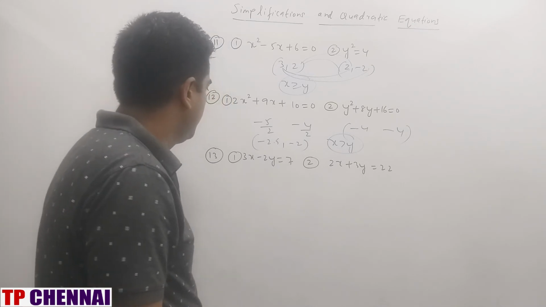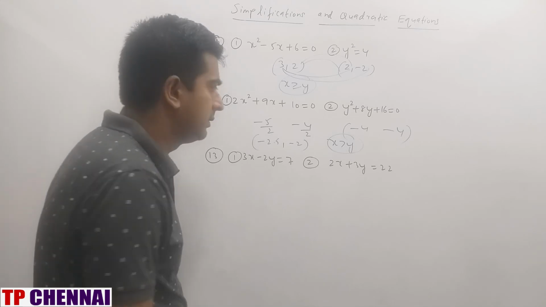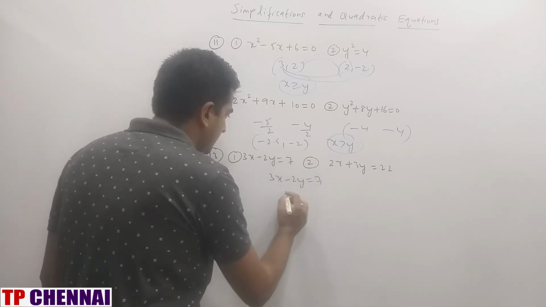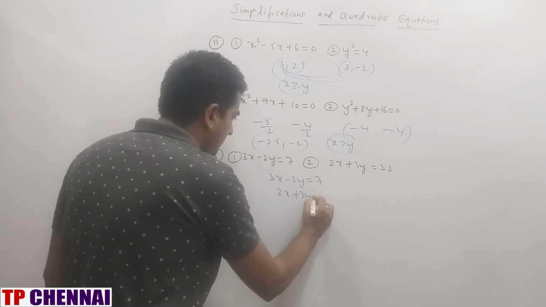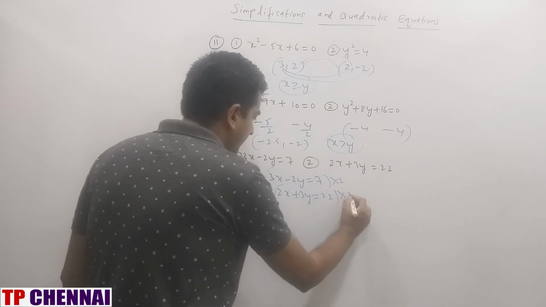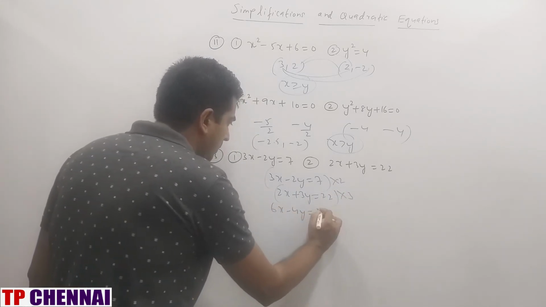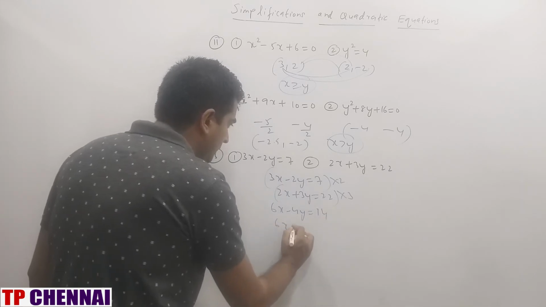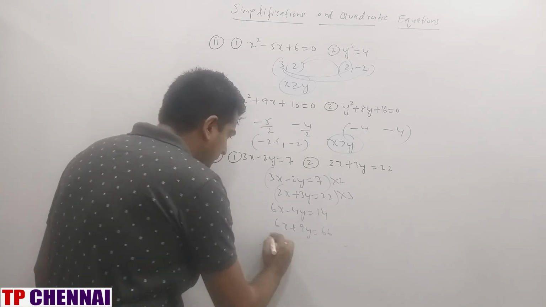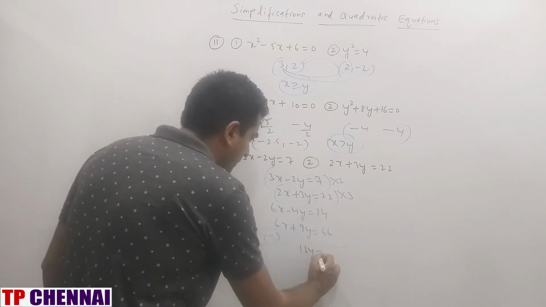Next one, 3x minus 2y is equal to 7, 2x plus 3y is equal to 22. This is a linear equation, so make it same. Multiply this one by 2, this one by 3. Right, so this will be 6x minus 4y is equal to 14. This is 6x plus 9y is equal to 66. Right? Subtract this equation. So what are you going to get here? Second minus first. 13y is equal to 52.